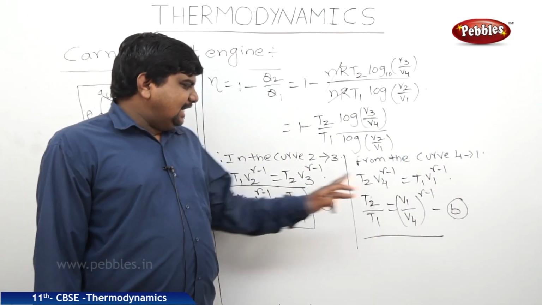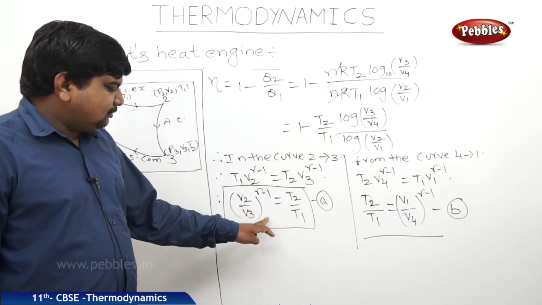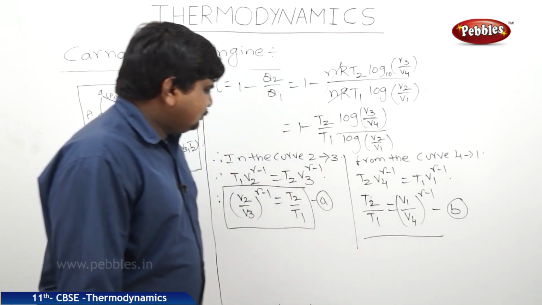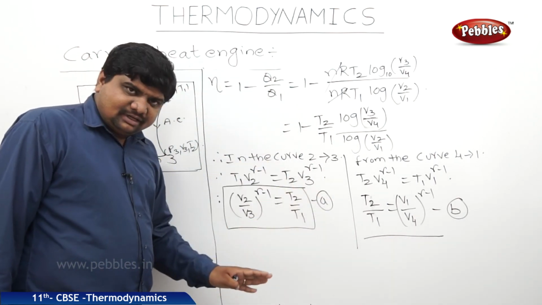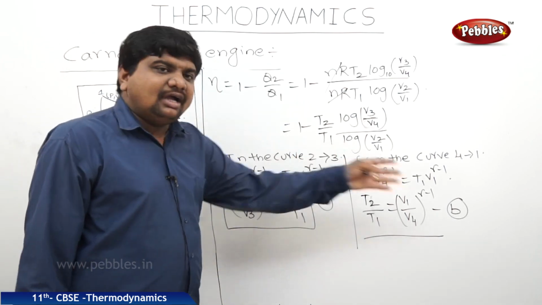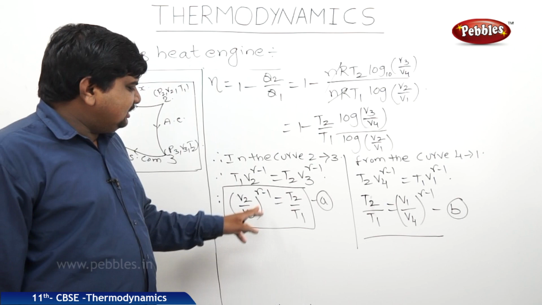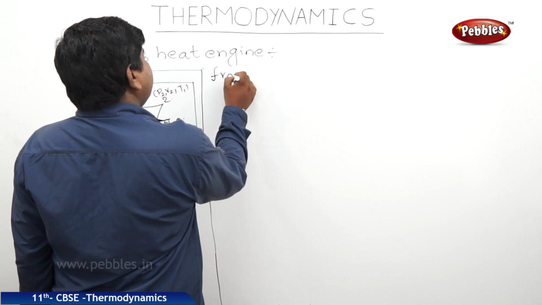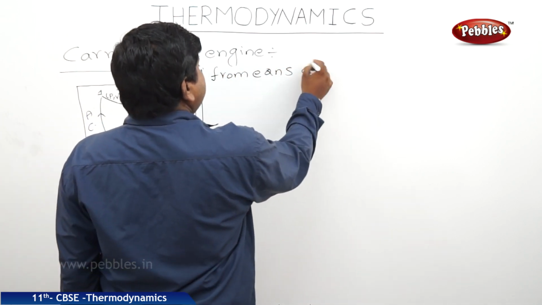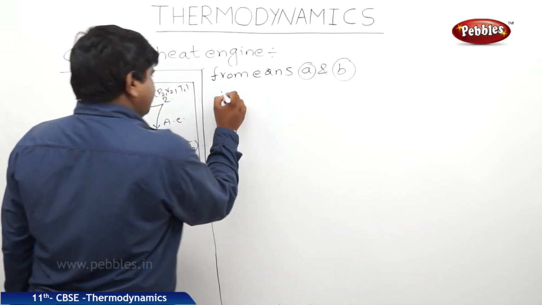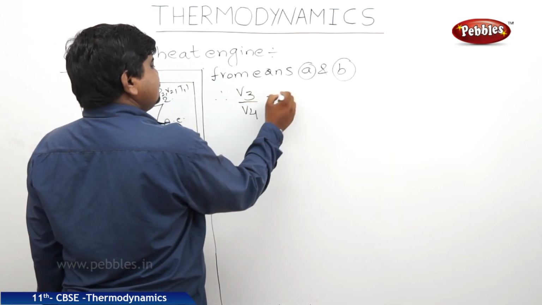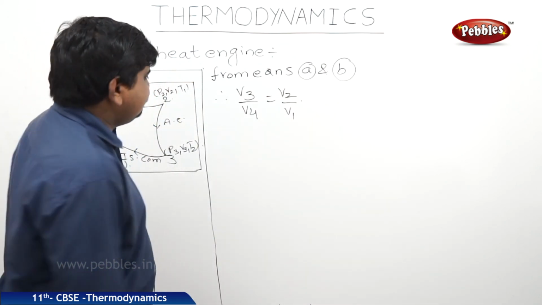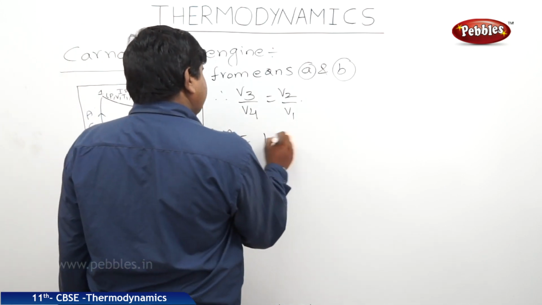If we see equation A and equation B, T2 by T1 is equal to (V2 by V3) whole power gamma minus 1, and here also it is (V1 by V4) power gamma minus 1. So, these two equations are representing T2 by T1. Where the LHS is the same, we can equate the RHS also. Therefore, (V2 by V3) whole power gamma minus 1 is equal to V1 by V4. So, from equations A and B, we can write V3 by V4 is equal to V2 by V1, because they both are representing T2 by T1.